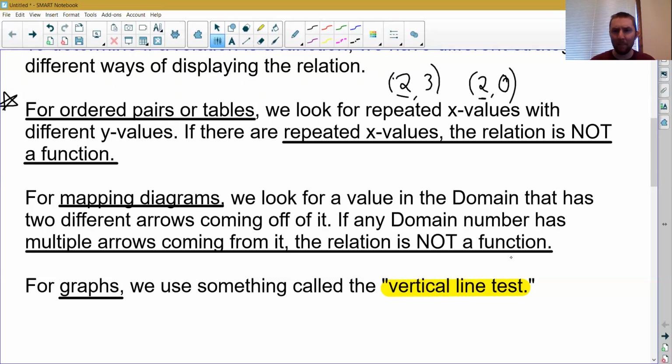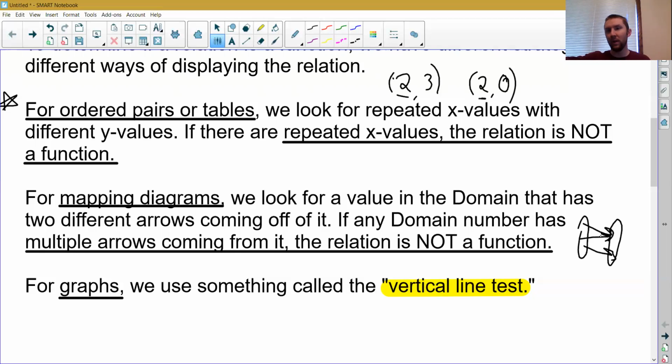If we are looking at a mapping diagram, remember those were the ones where we had the big ovals with a bunch of numbers in there, and then another oval over here, and we were drawing arrows from one side to the other. Okay, so if we're looking at mapping diagrams, we're looking for a value in the domain, or the input side, this left-hand side, that has two separate arrows coming from it, because that indicates that that x value is being paired up with two different y values on the other side, right?